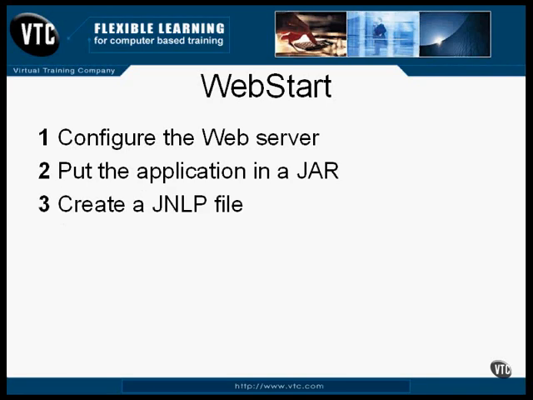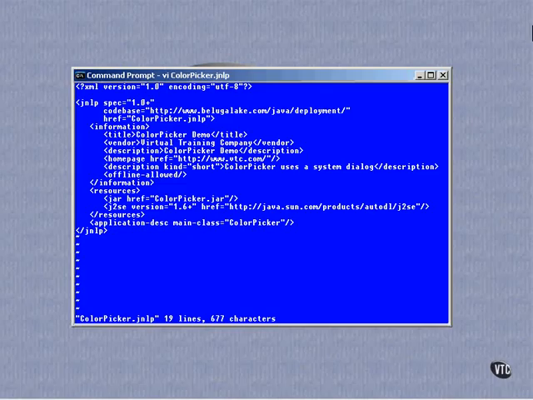Step 3 is the creation of a JNLP file. JNLP stands for Java Network Launching Protocol. It's a text file with all the instructions and definitions in it. This is the JNLP file for Color Picker. As you can see, it's an XML file with the standard XML header. This is the main element of the JNLP file. And this is the version number of JNLP.